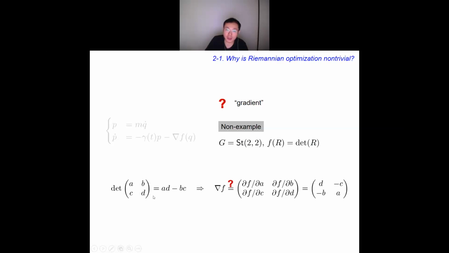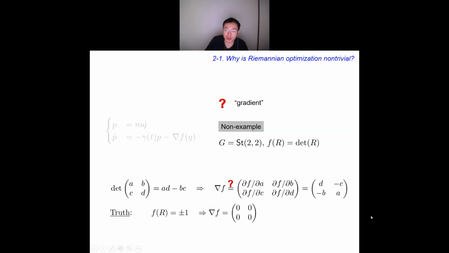A careless person may say, oh, you compute the determinant and then you collect all the partial derivatives, and that's your gradient. But the truth is, the determinant of an orthogonal matrix is actually either +1 or -1. And in fact, on each connected branch, it's just a constant value. So the gradient should really be 0 everywhere.